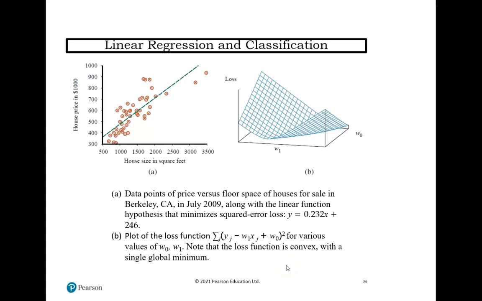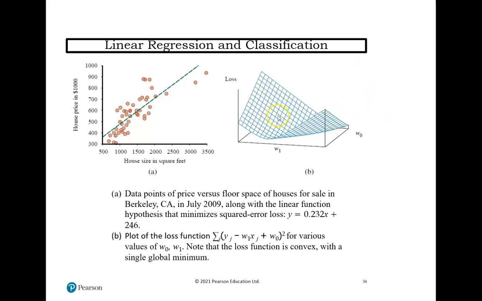So here we have an example of linear regression in action. We're trying to use house size in square feet as our independent predictor, and we're trying to predict house price in thousands of dollars. And you can see that the line that minimizes the square error loss is y equals 0.232x plus 246.